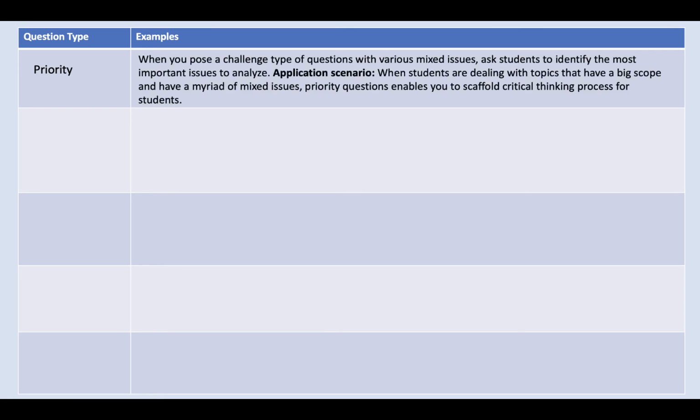Priority. When you pose a challenge type of question with various mixed issues, ask students to identify the most important issues to analyze. For example, if students are dealing with topics that have a big scope and have a lot of mixed issues, ask priority questions to help scaffold the critical thinking process for your students.